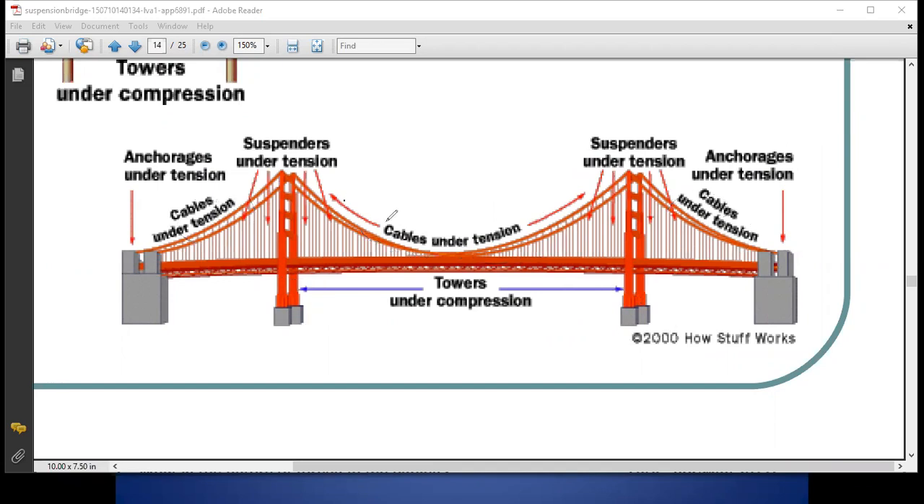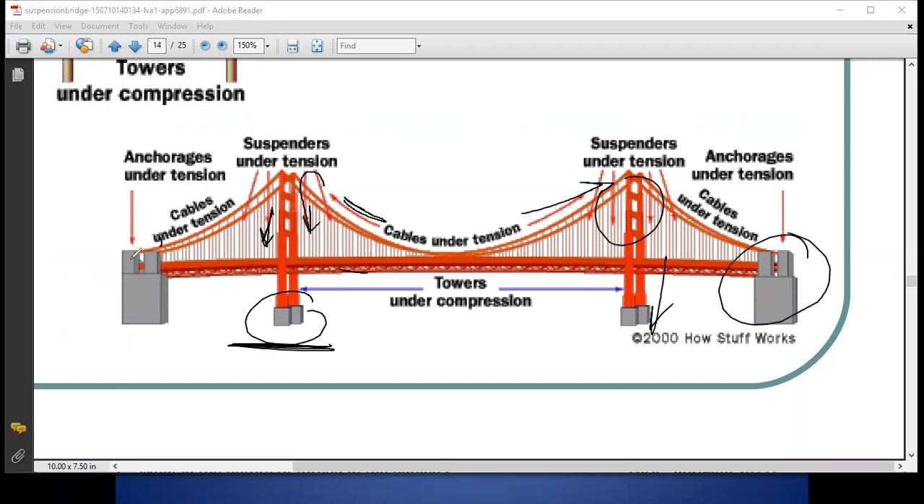Whatever the load of the cables which is carried from the deck slab through the suspender, that will be transferred to the pillar like a compression force, and then it will be transferred to the foundation. Similarly, whatever the tension is there will be carried by the pillars, and then it will be transferred to the foundation, right? This is at the end or at the side.